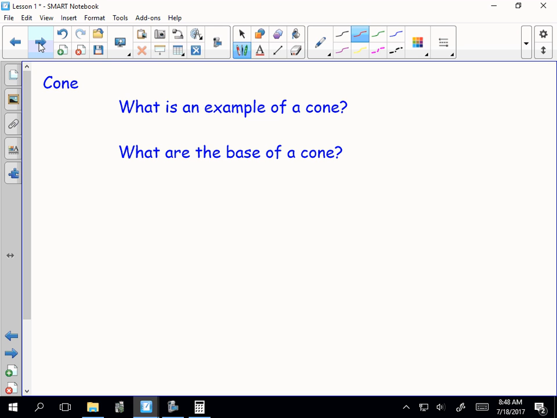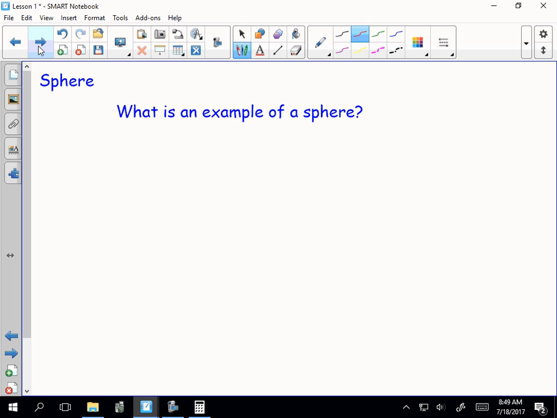Okay, a cone. So when we think about a cone, an ice cream cone. The base of a cone is a circle. It's got that singular vertex, so it's very similar to a pyramid. So we can see that cylinders are similar to prisms, and cones are similar to pyramids.